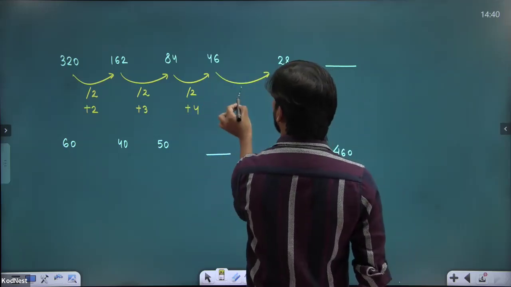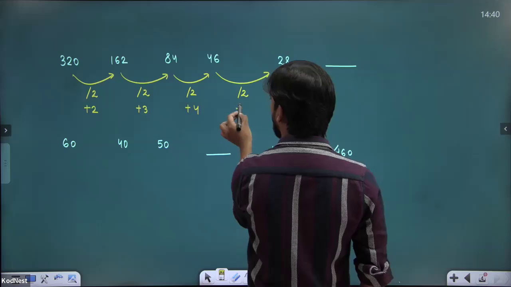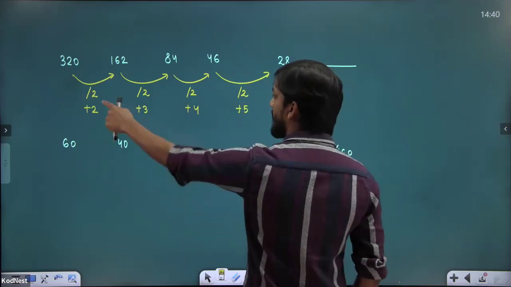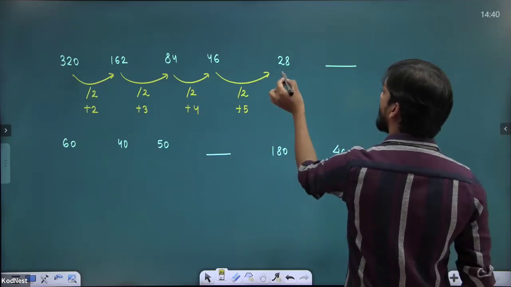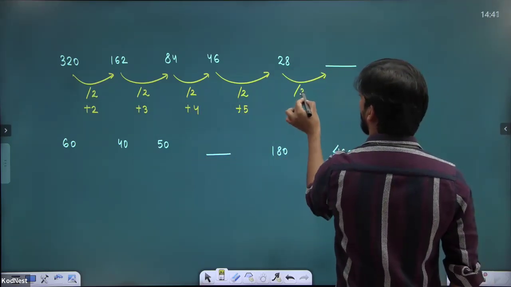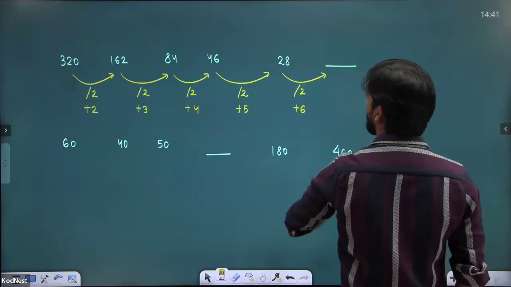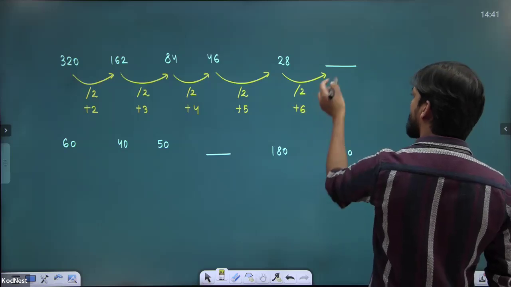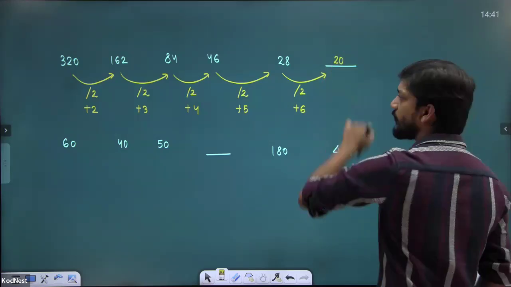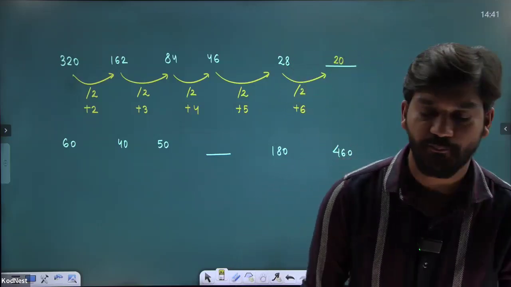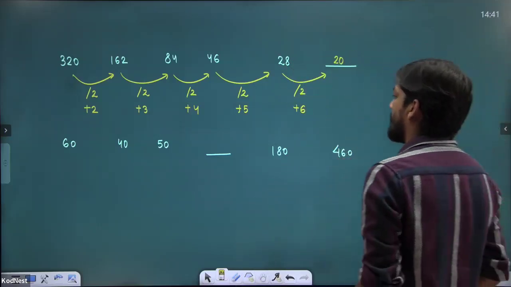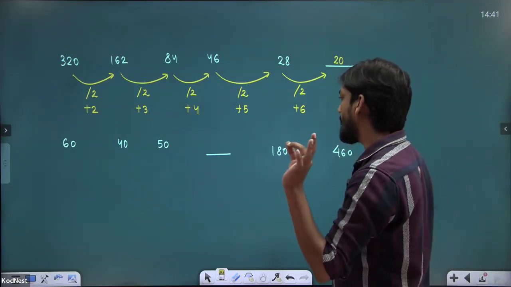Again, take half. You will get 23. 23 plus 5. So take half and do plus 2, plus 3, plus 4, plus 5, and plus 6. So half plus 6. Half will be 14 and plus 6 will be 20. So 20 you will get. Okay. Now next one. Just carefully try to answer.